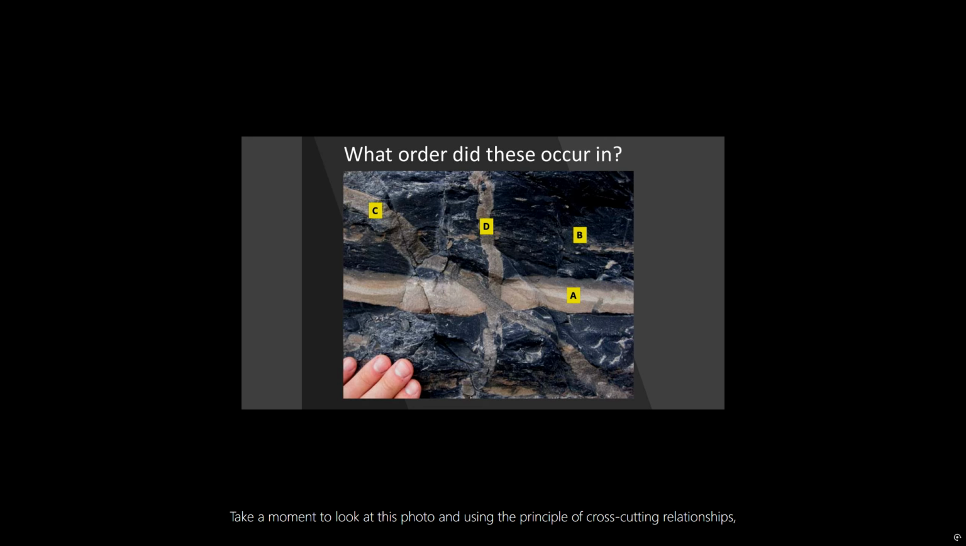Take a moment to look at this photo, and using the principle of cross-cutting relationships, determine the order of these features in order from oldest to youngest. If you said B, A, D, and C, you are correct.